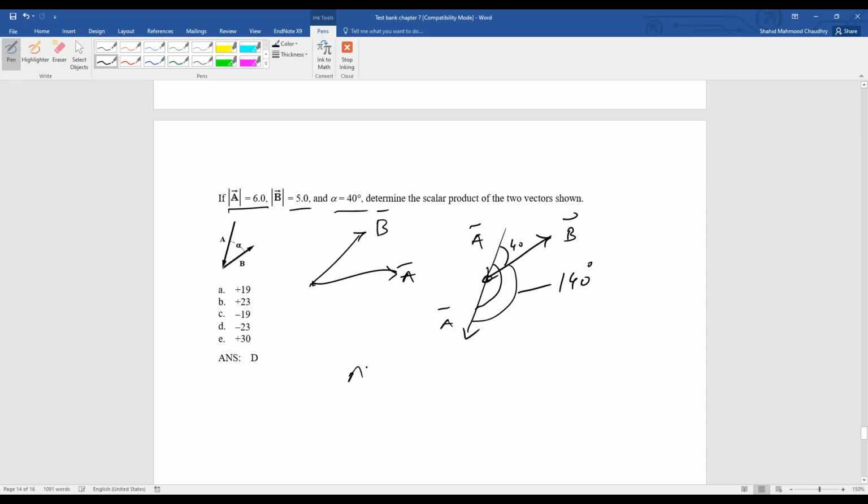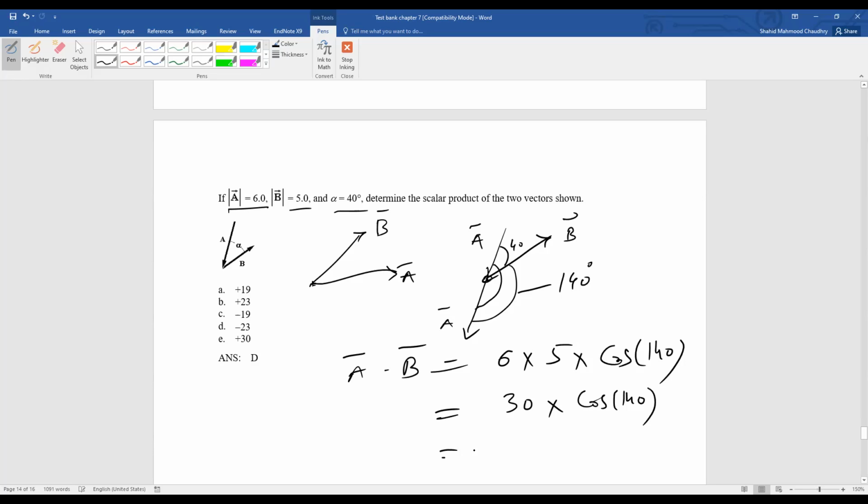But other things are simple. A dot B is equal to 6 times 5 into cos of 140. Now you can solve this one and again the answer will be a negative value. So this is 30 into cos of 140, and this is equal to minus 23. So minus 23 is the answer, not plus 23. It is minus 23 because cos 140 is negative.